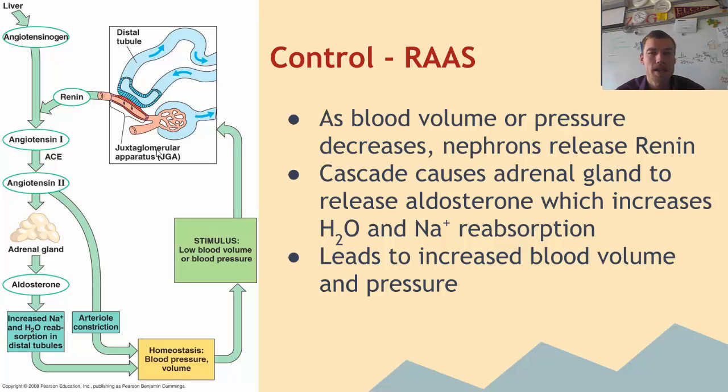One of the molecules along the way in the cascade is also going to cause the arterioles to constrict, and that is also going to increase blood pressure and volume, which is good because you do not want to have low blood pressure or blood volume, because then your blood isn't able to get everywhere that it needs to go. So it's a pretty good system in terms of helping to make sure that you have what you need at all times. All right, that's all we've got for osmoregulation.